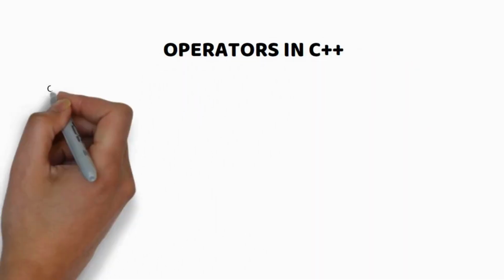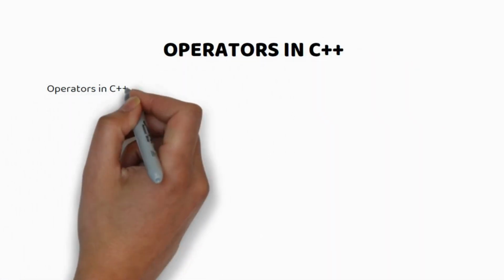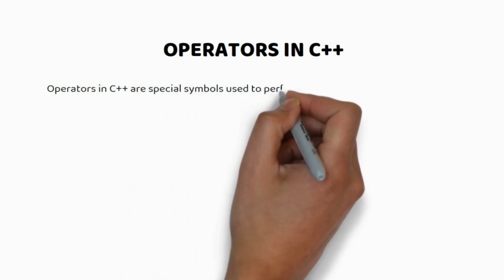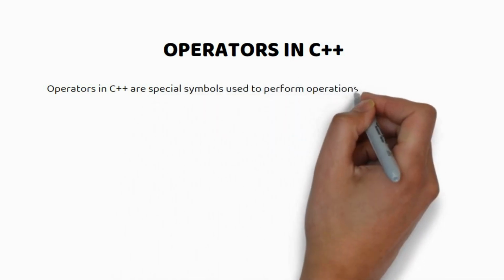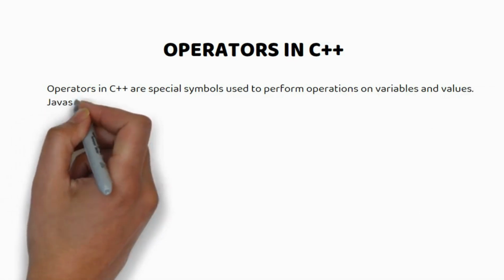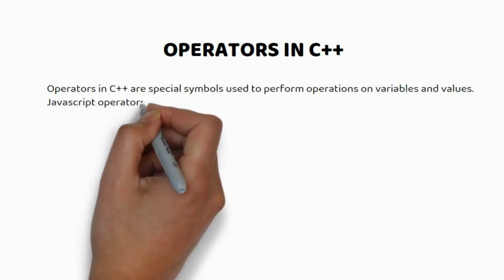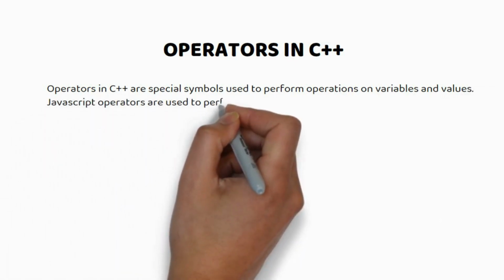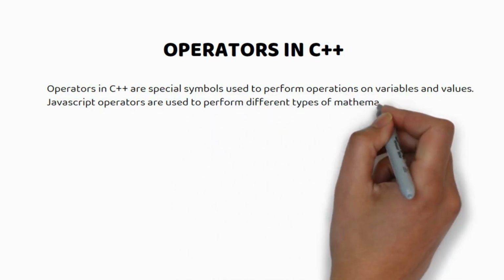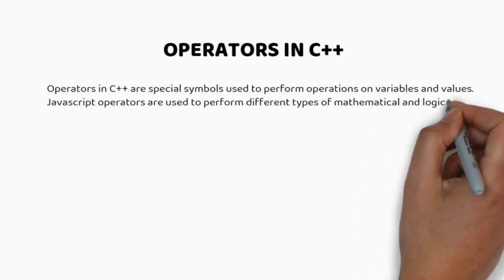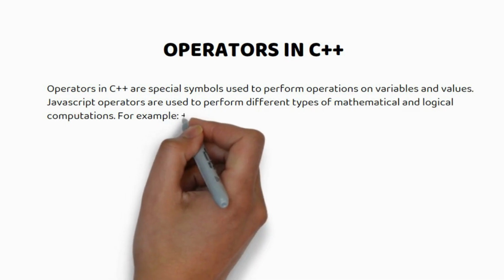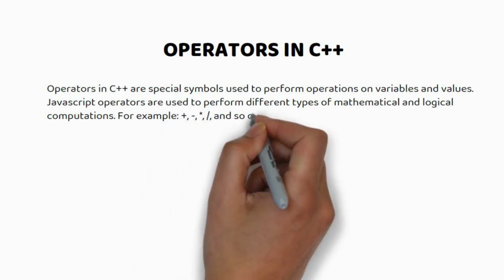First, what are operators? In C++, operators are special symbols that perform operations on variables and values, called operands. For example, in the expression a + b, a and b are operands, and + is the operator that adds them. C++ has several types of operators: arithmetic, assignment, comparison, logical, unary, and more, which we'll explore one by one.